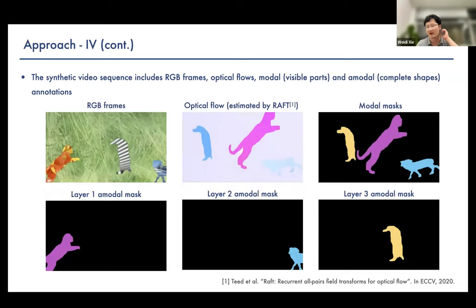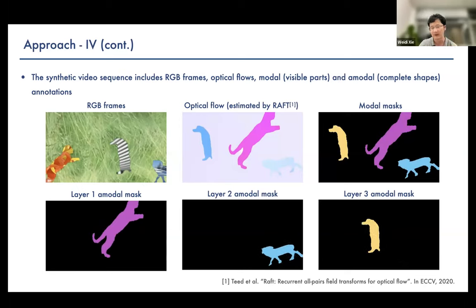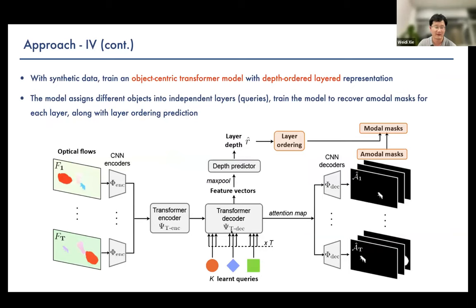Okay. Because you simulate the whole video, you have all the information: you have the modal mask and you have the amodal mask. Amodal mask meaning the objects before occlusion, right? And you can simulate as many as possible, and you just train the model with this. The architecture is pretty standard. It's like MaskFormer. So you have optical flows passed to the CNN encoder, and you have a transformer encoder to do temporal aggregation. Then you have K learnable queries, so it's still an object-centric representation, but it's really like MaskFormer. And then you just decode the mask for each object, and also you decode a layer ordering, because you have the amodal information. So you really can train this whole architecture with amodal masks.